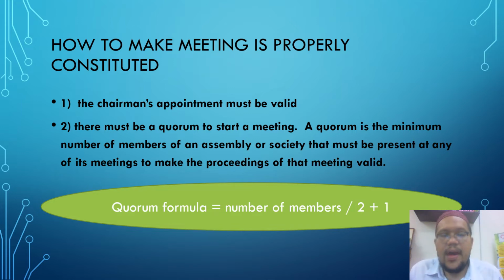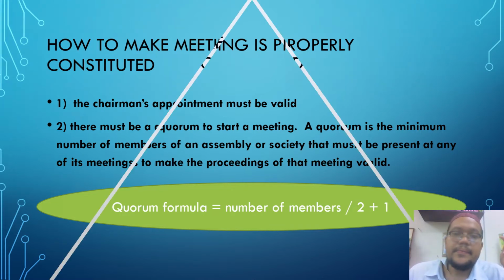If you have, for example, 13 members, you divide by 2, which is 6.5, and you plus 1, which is 7.5. You round up to 8. So when you have 13 members of a meeting, you must have at least 8 members attend. Then you can start the meeting.